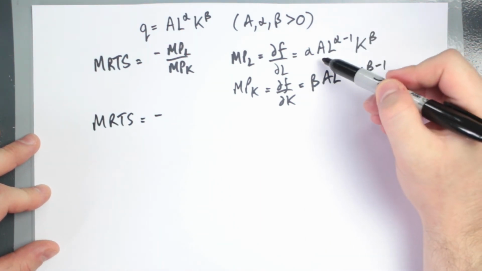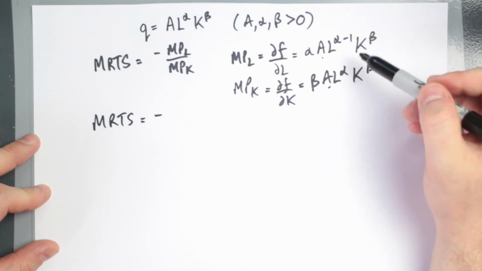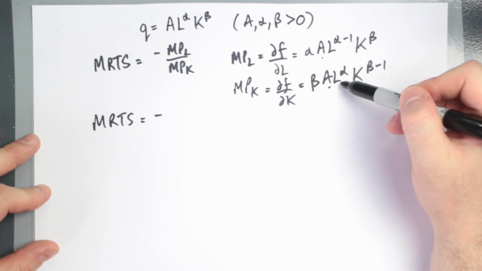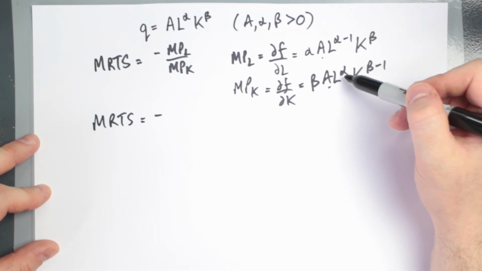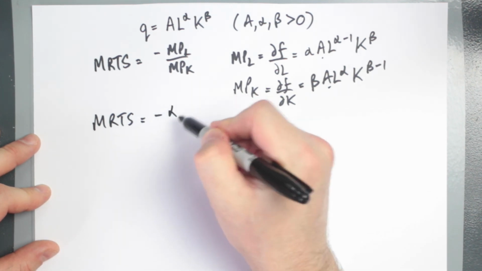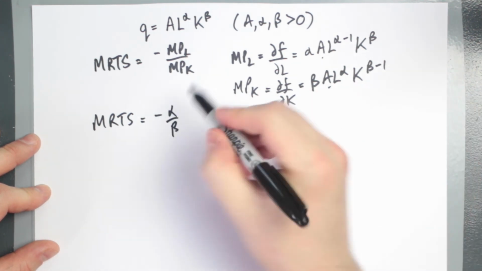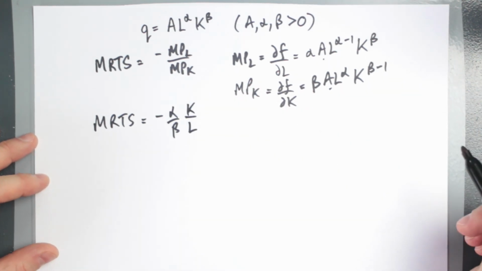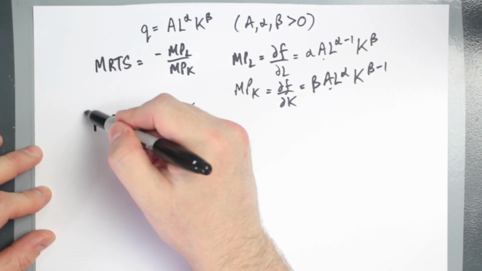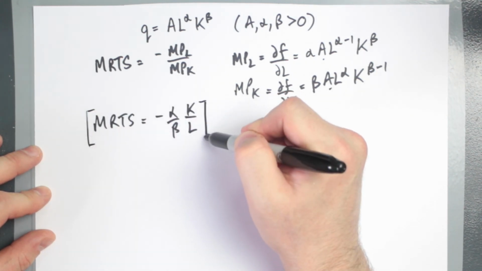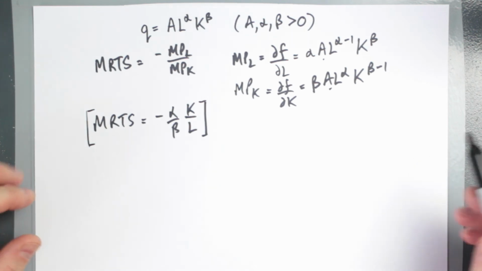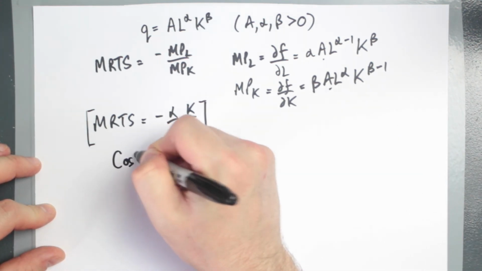Now a lot of things will cancel out. This A will cancel out with this A. Here I've got alpha minus 1 being divided by alpha minus 1 and then another L, so I'll have L on the bottom. So we'll have alpha over beta. I've got more K's on top and more L's on the bottom, so K over L. So this is the marginal rate of technical substitution for the long-run production function of the Cobb-Douglas form.